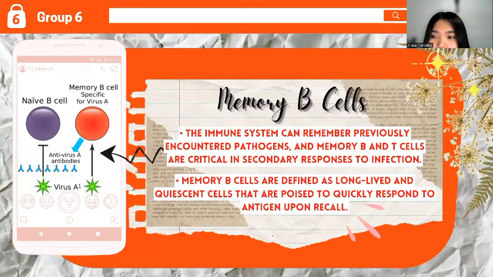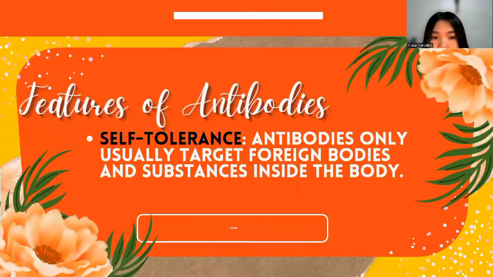Humoral immunological memory is mediated in part by serum antibodies secreted by long-lived plasma cells or LLPCs. As you can see in the second sentence in our PPT, these cells are usually not described as memory B cells. Instead, the memory B cells are defined as long-lived and quiescent cells that are poised to quickly respond to antigen upon recall. So next page is self-tolerance.